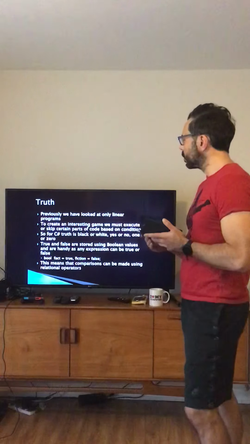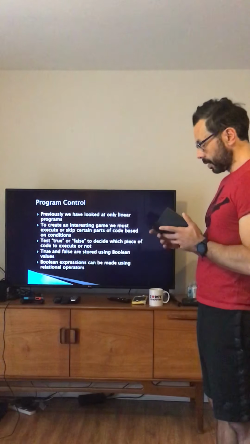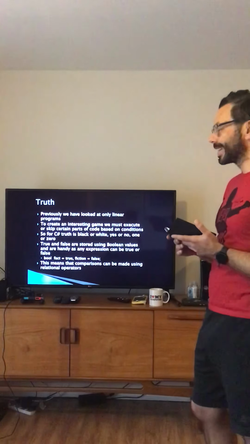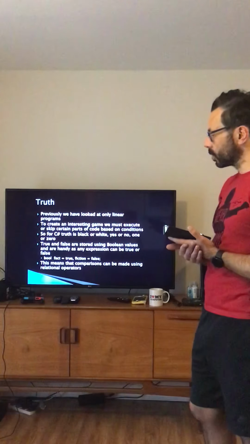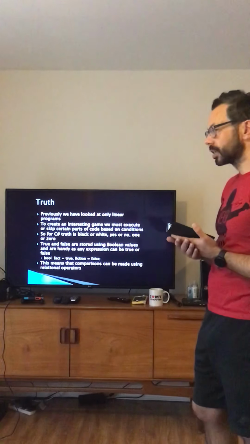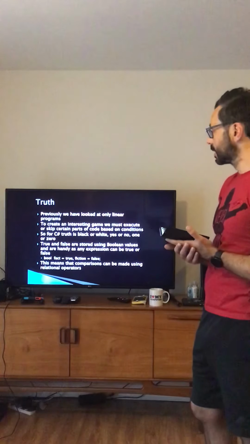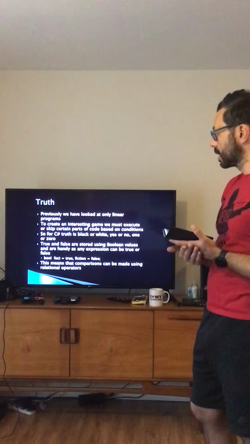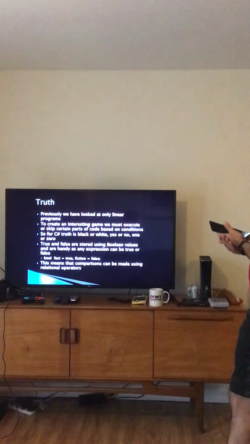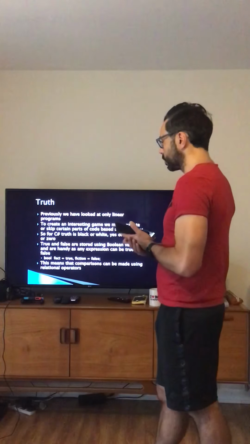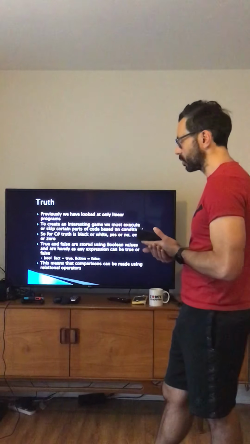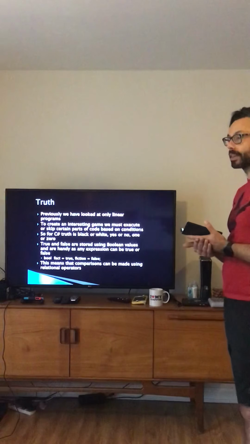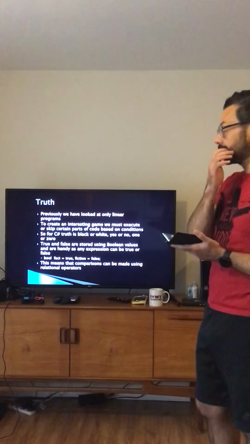So when we're talking about truth, let's look at that. Previously we've looked at only linear programs, so to create interesting games and things like that, we've got to execute or skip certain parts depending on particular conditions, and that's evaluated to true or false, so Boolean values, okay? So for C#, the truth is either black or white, yes or no, 1 or 0, and true and false are stored as Boolean values, and this is a very handy way of determining what particular pieces of code are executed and what particular pieces of code are skipped.